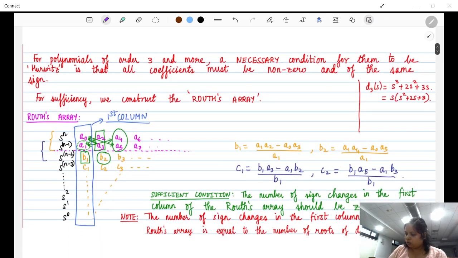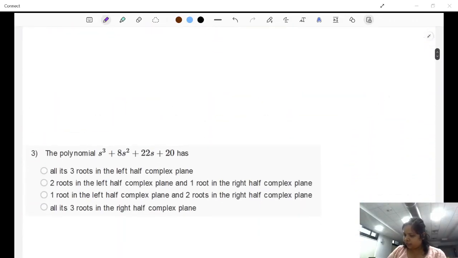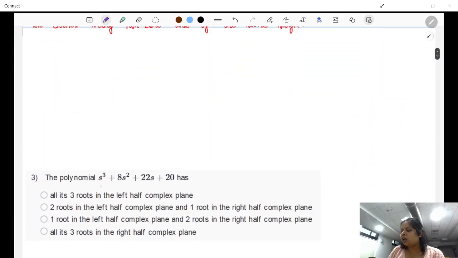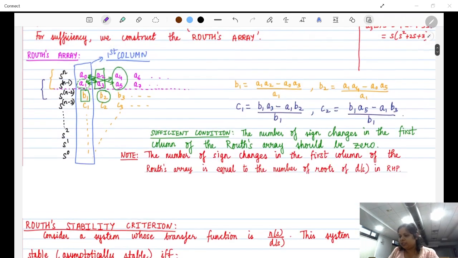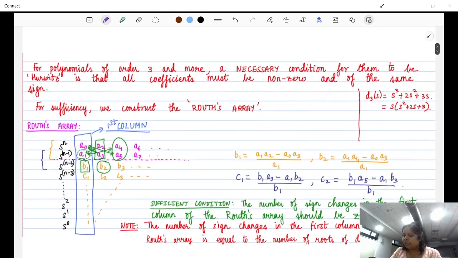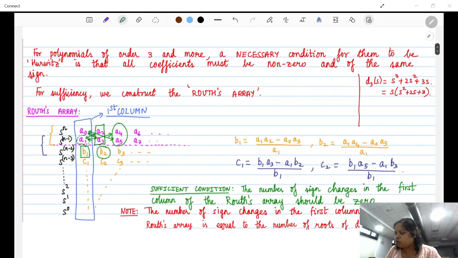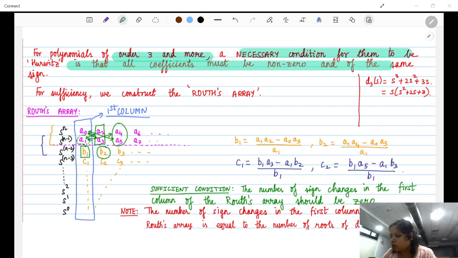Okay. So we'll have another question here, and that is basically a cubic polynomial. Before proceeding with this, we should see what was given in the lecture. As I said, for polynomials of order 3 and above, a necessary condition for them to be Hurwitz is that all the coefficients must be non-zero and of the same sign, that we have seen for the other two systems also.